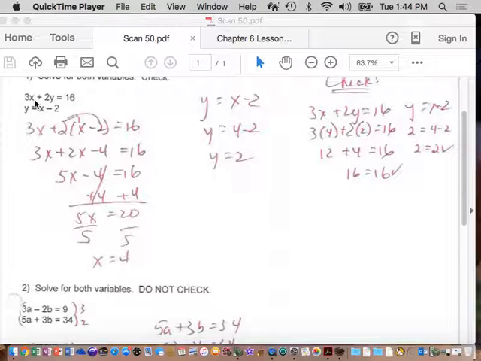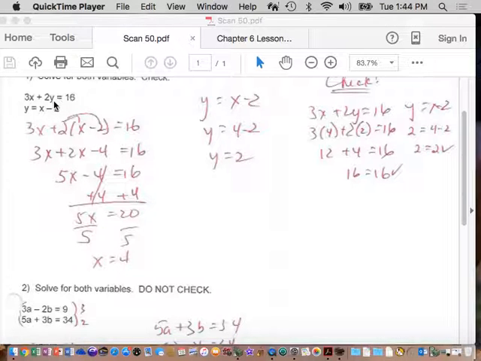Some people, not too many, put it in for the first one. Also, there are still 2 or 3 of you who, when you put it in here, left the y there. You want to make sure when you substitute it, it takes its place.